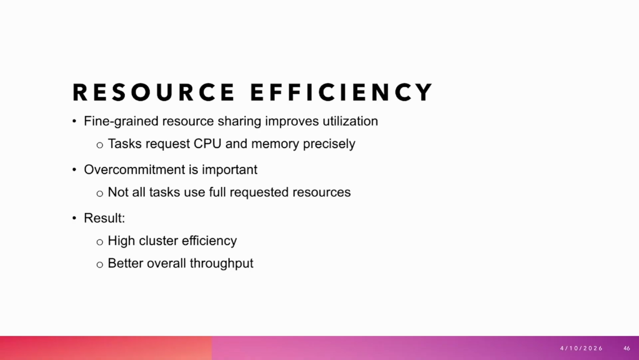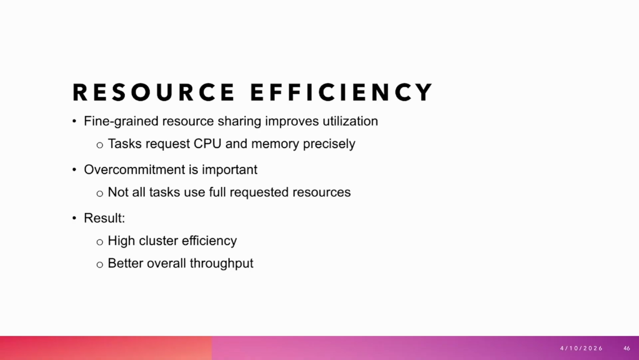The idea is that not all tasks use their full allocated resources all the time. For example, a task might request a certain amount of CPU, but only use a fraction of it most of the time. Borg takes advantage of this by allowing more work to be scheduled than the total guaranteed resources would normally allow, under the assumption that usage will fluctuate. Kind of like how airlines overbook flights. This helps keep machines busy and significantly improves overall utilization.